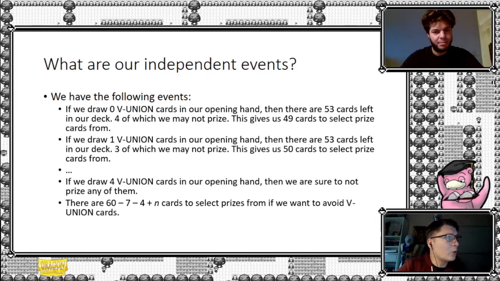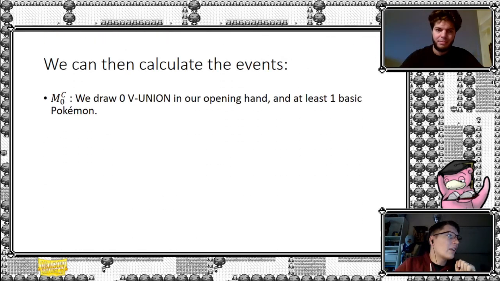And as the viewer can now see, of course there's a pattern here. So I show the first 2 and we show the last one. If you wish to calculate the in-between cases for 2 and 3 V-Union cards, be our guest, but hopefully you can see the pattern going on here. And then, of course, we need to calculate these events, Simon.